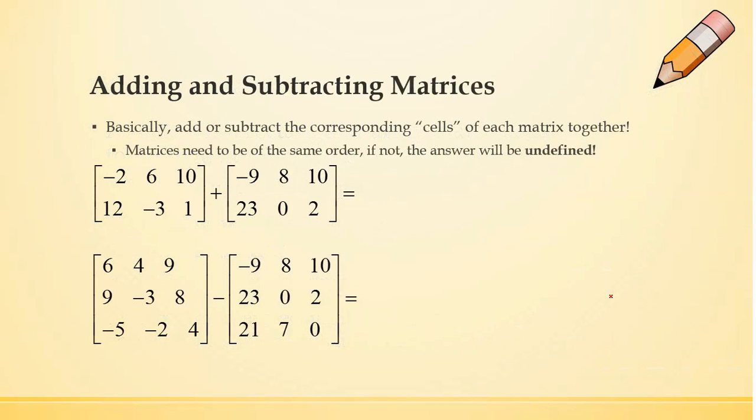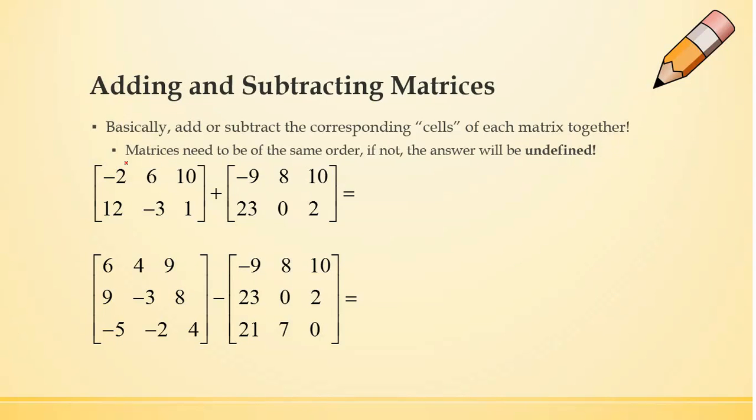Adding and subtracting matrices is pretty easy. Basically, all you're going to do is add or subtract the corresponding cells of each matrix together. So the 1, 1 area and the 1, 1 area are going to go together. Now, matrices need to be of the same order. Basically, they need to be the same dimensions. If not, your answer is going to be undefined. So let's add some together.